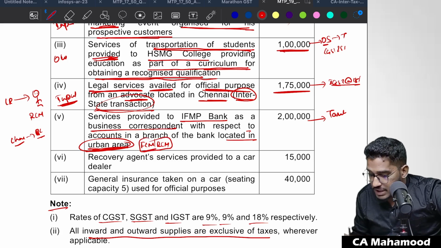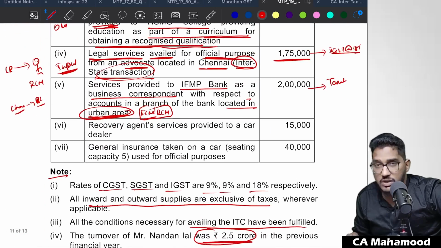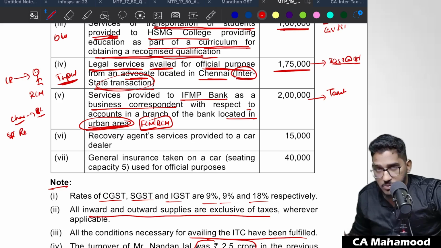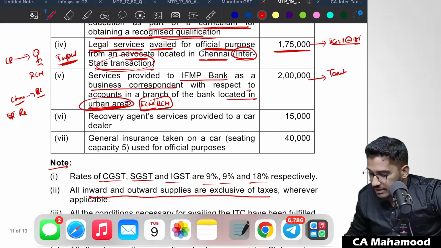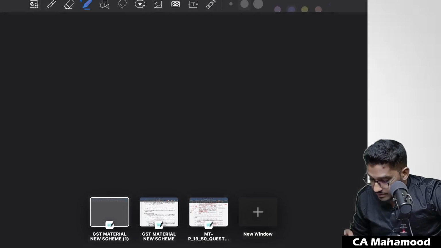See, if it is under forward charge mechanism, since this Mr. Nandan Lal is providing the services, he is only required to pay. In case it is covered under reverse charge mechanism, as a service provider, Nandan Lal is not required to pay the tax, recipient will pay the tax. Now, we have to decide whether it will be covered under reverse charge mechanism or forward charge mechanism. For that, I will take you through the provisions of charge of GST, whatever we have read. I will make you remind it.